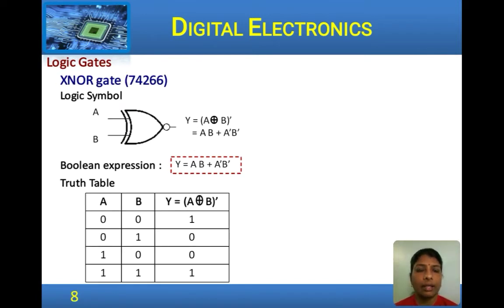Next is the XNOR gate, which is represented by the logic symbol, an XOR gate with a bubble. It is nothing but an XOR gate with a NOT gate, and it is given by A XOR B the whole dash or AB plus A dash B dash. From the truth table we can see the output is 1 when both A and B are either 0 or 1. When both the values are the same, we have an output of 1. So for A 0 B 0 output is 1, A 1 B 1 the output is 1, but when A is 0 B is 1 or A is 1 B is 0, the outputs are 0.